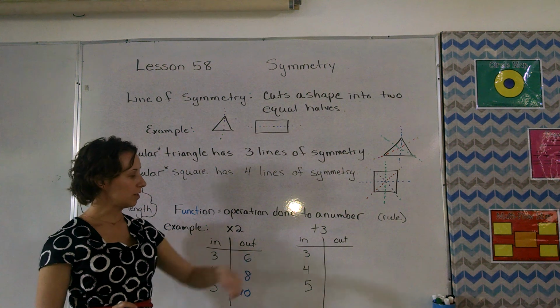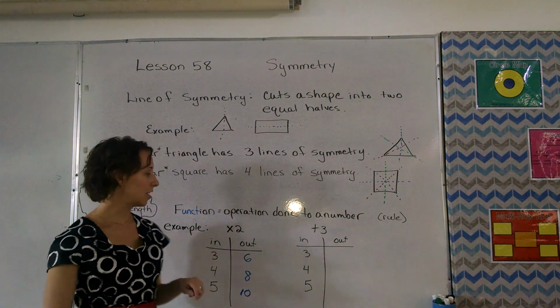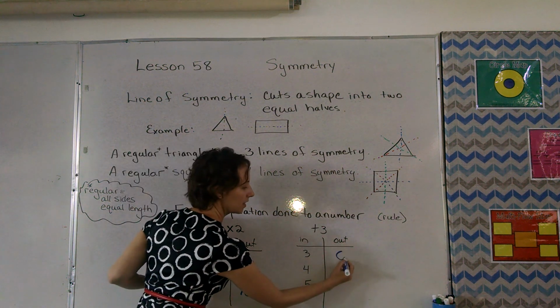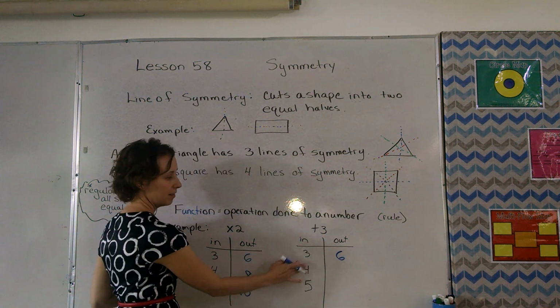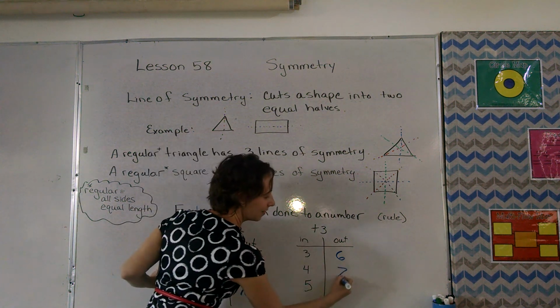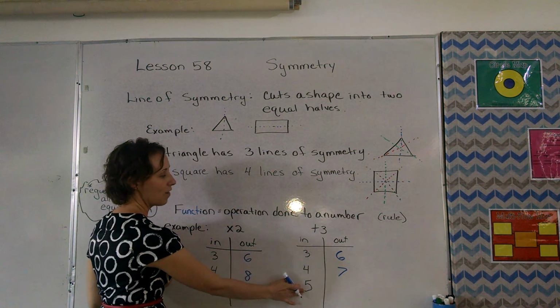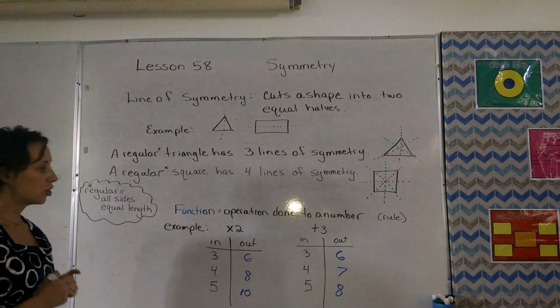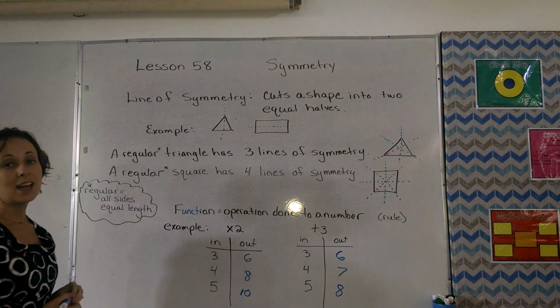Here's another function. This one is a plus 3 function. So I'm going to start with 3. Plus 3 is 6. 4 plus 3 is 7. I'm already on to the answer. And 5 plus 3, my output would be 8. You'll see both functions and lines of symmetry in your work today.